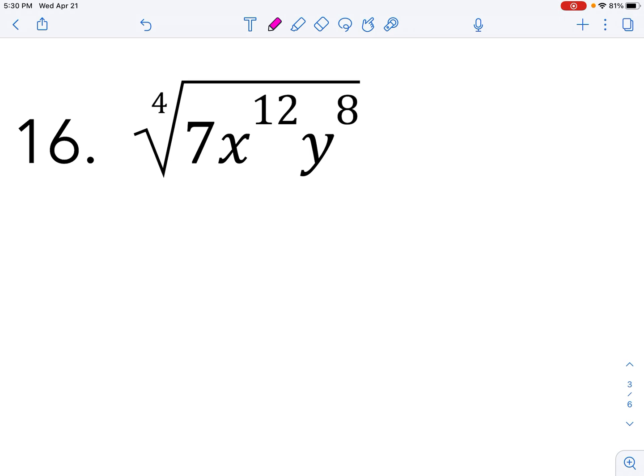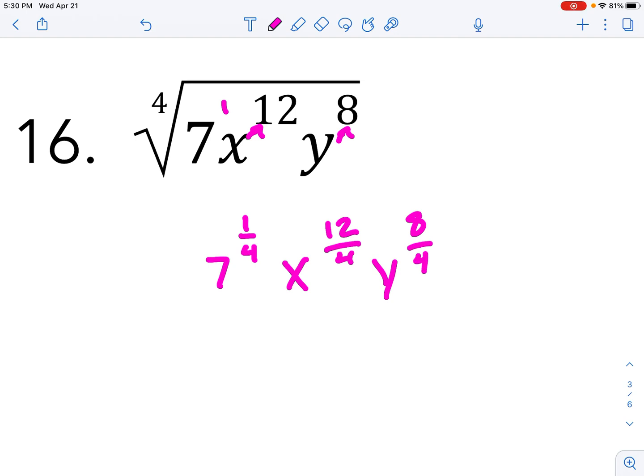Number 16. A lot of stuff going on here. We just got to remember that the x is the only thing that's being affected by the 12, and the y is the only thing that's being affected by the 8. The 7's exponent is technically a 1. So if I was changing the 7 to have an exponent, I would say 1 over 4, because it's the exponent over the index. Your x would be 12 over 4, and your y would be 8 over 4.